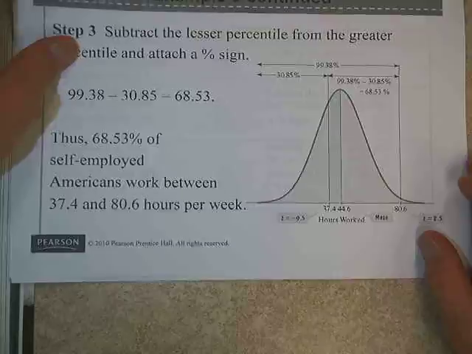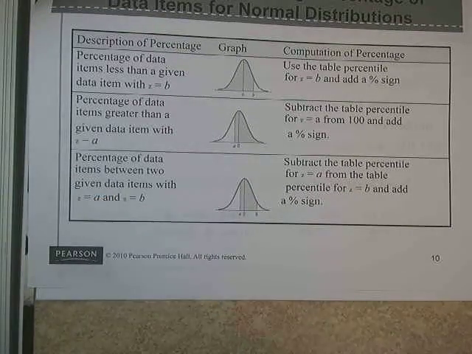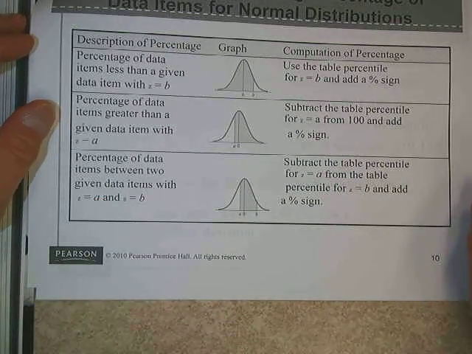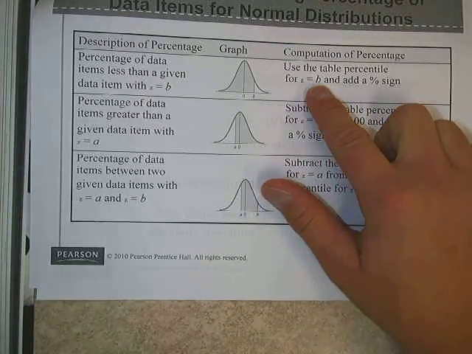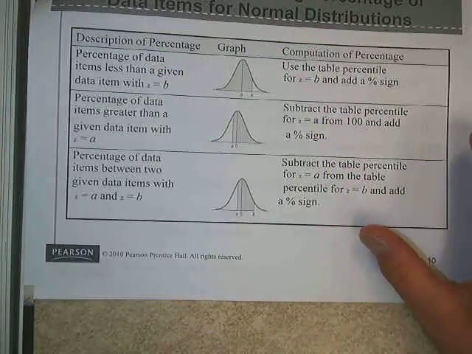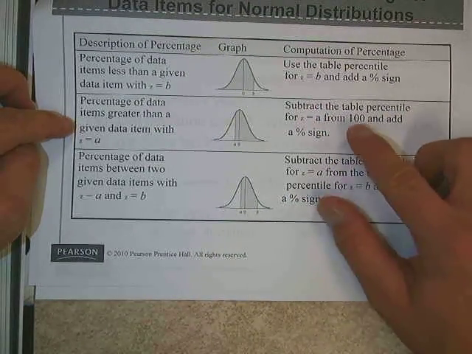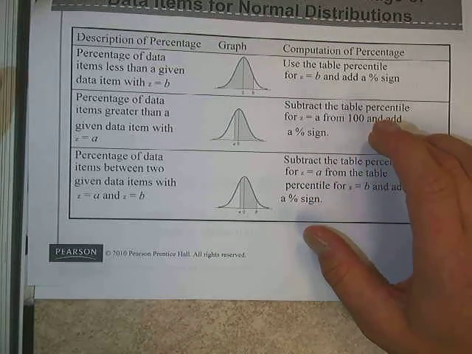So three different types of problems that we're going to deal with when we're going to use our table to come up with these z-scores, okay, and the percentiles that belong to them. In a summary, you have on your page 724, same summary I have here. We are looking for a percentage of data that's less than a given item of the particular z-score. We're going to find the table and find the percentile that belongs to that z-score, and that is the answer.